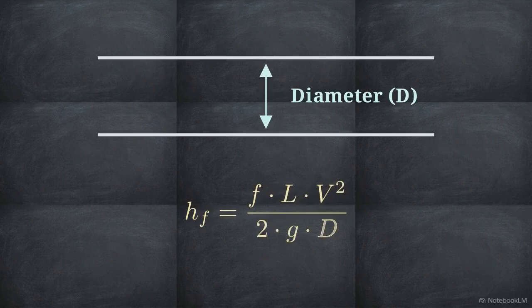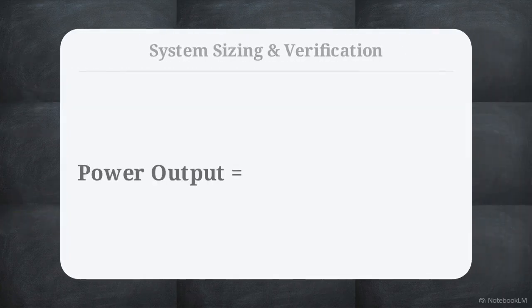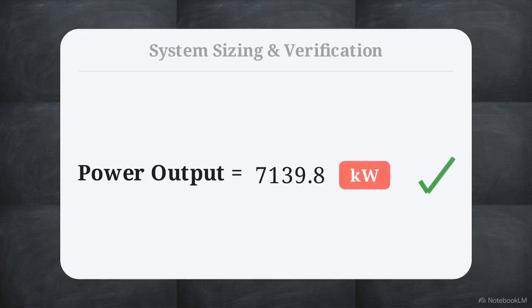To finish the calculation, you determine the main pipeline diameter using the Darcy-Weisbach friction equation. Calculate carefully and strictly label your final answers with standard SI units to ensure accuracy.